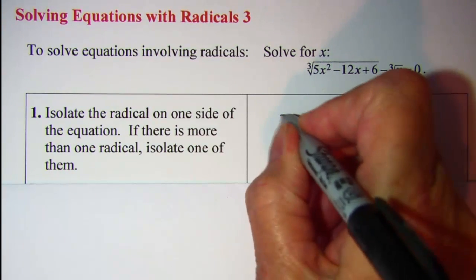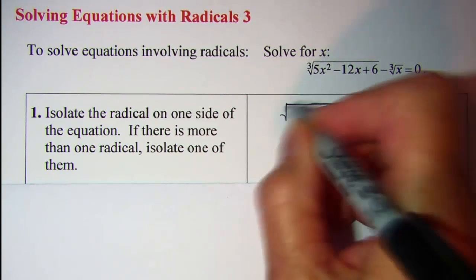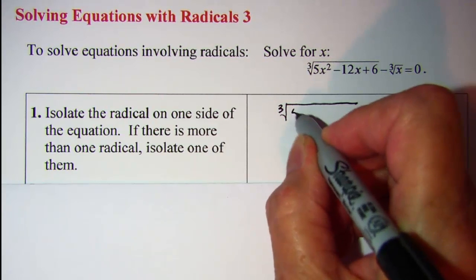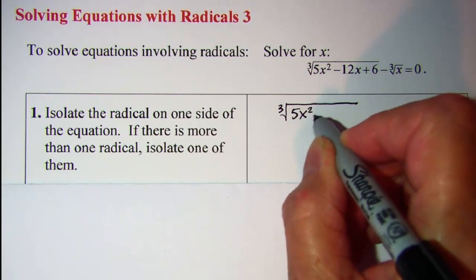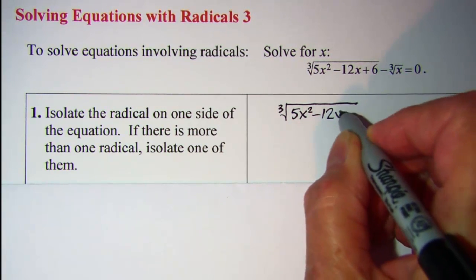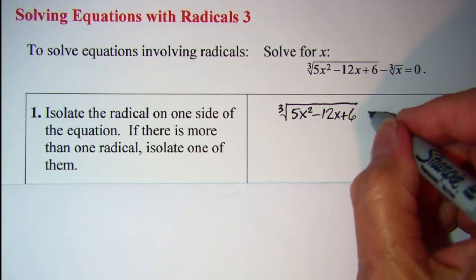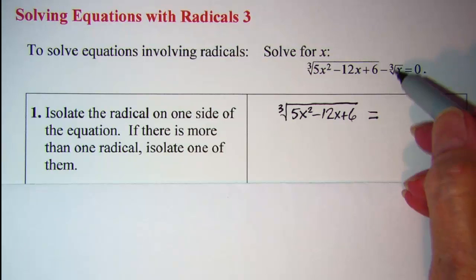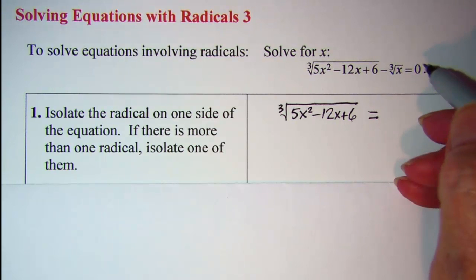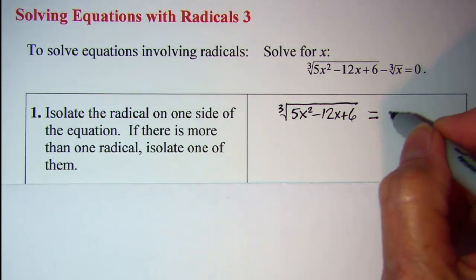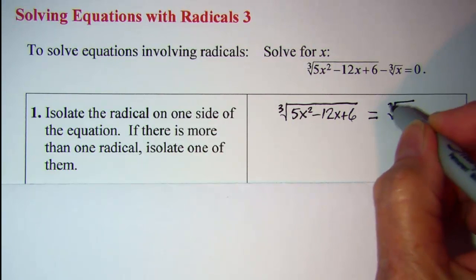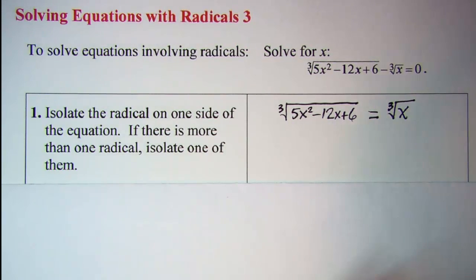So I have the cube root of 5x squared minus 12x plus 6 on the left side, and then equals, and then when I move that to the right, I'll add cube root of x to both sides, and I'll just have cube root of x on the right side.